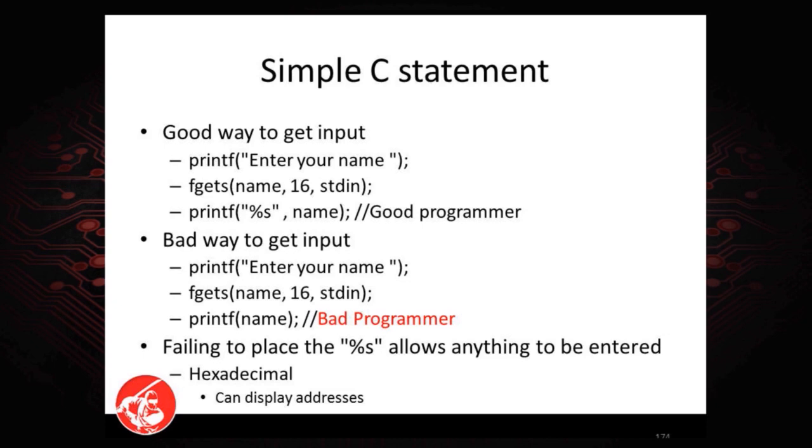That's a good programmer. A bad way is if I get the string there in the bad way to get input, and I printf, and notice in the printf, I no longer have the %s. This is a shortcut. It's a programmer shortcut, but often programmer shortcuts lead to problems. And this problem is now there's no format specifier. So if I don't have the %s there, that means I'm not doing a type check to make sure it's a string type. I can put in anything. In fact, I can put in hexadecimal. If I put in hexadecimal, it will display the return address. And that's what a format string attack does.